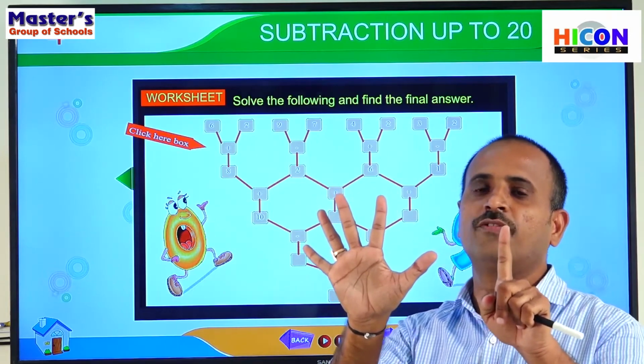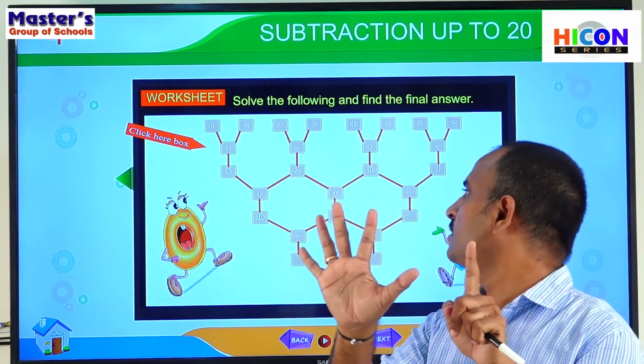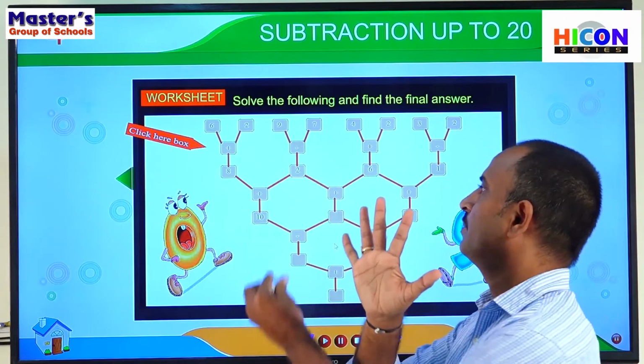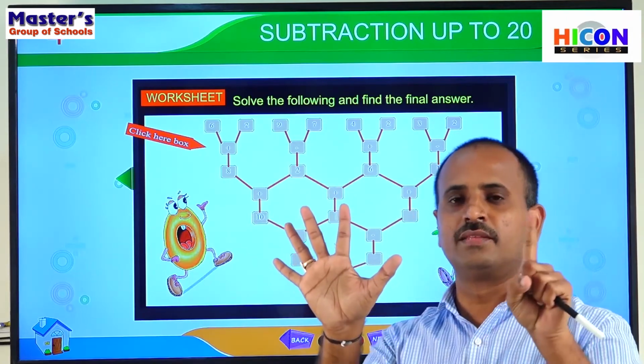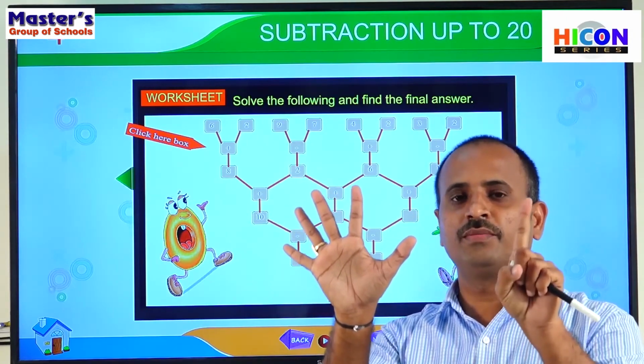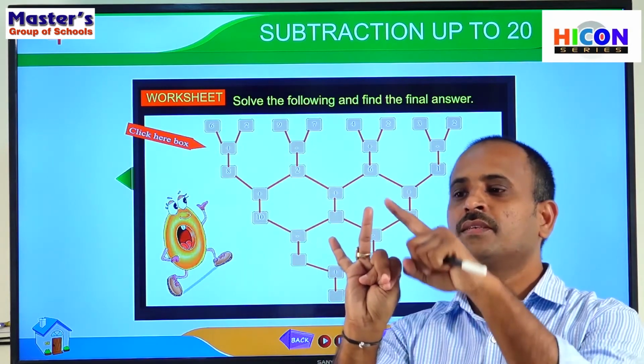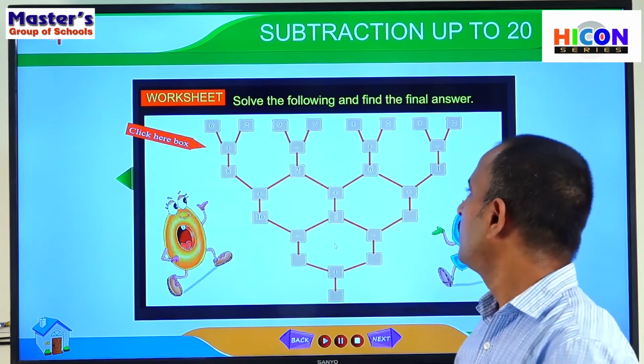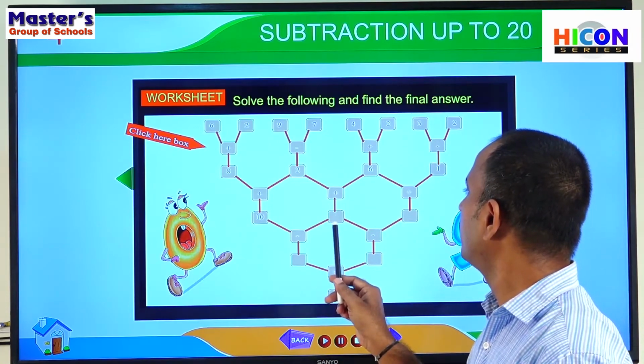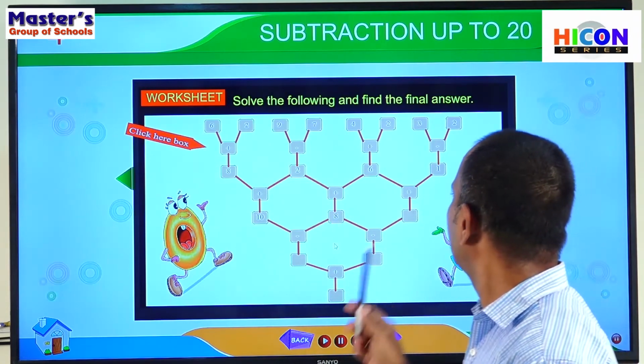Now start counting from the first number. What is the first number there? 2 is the first number. After 2 we will get 3. So start counting from 3. 3, 4, 5, 6, 7, 8. The answer is 8. So write 8 in this box. Now go to the next one.